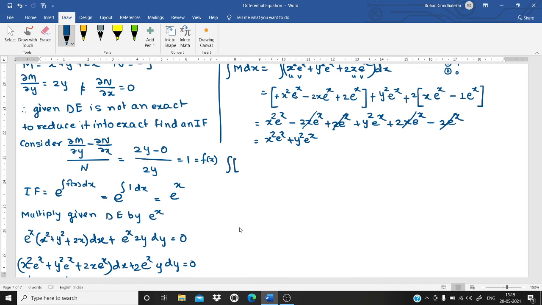Now integral of N minus dou by dou y of integral M dx, the integration is with respect to y, equals to, what is N? Look at there, N is 2 times e raised to x into y, minus dou by dou y of x square e raised to x plus y square e raised to x.